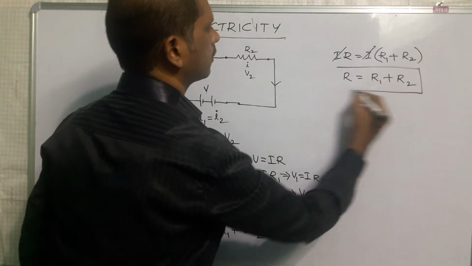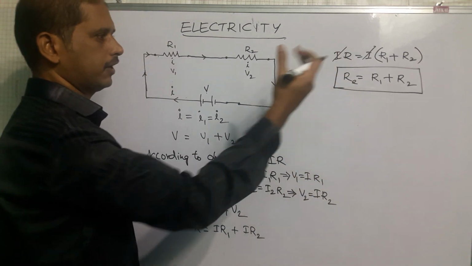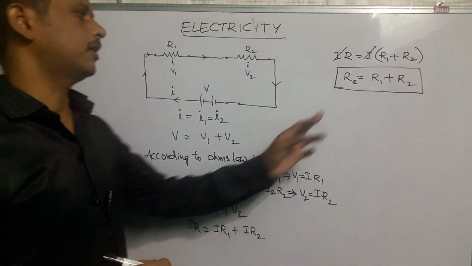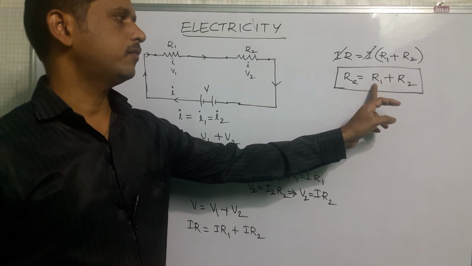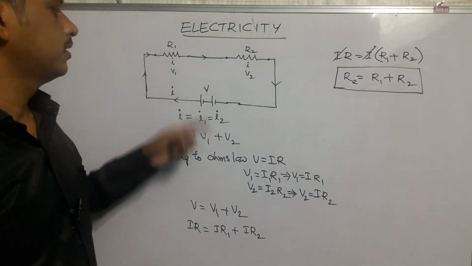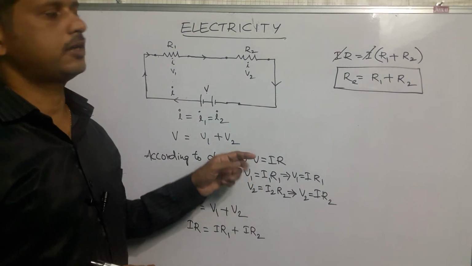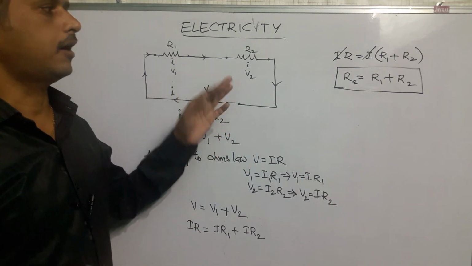This is nothing but the effective resistance or resultant resistance. Re means effective resistance or resultant resistance. So the resultant resistance is equal to the sum of the individual resistors in the circuit. This is the resultant resistance in series combination of the resistors in a given electric circuit.